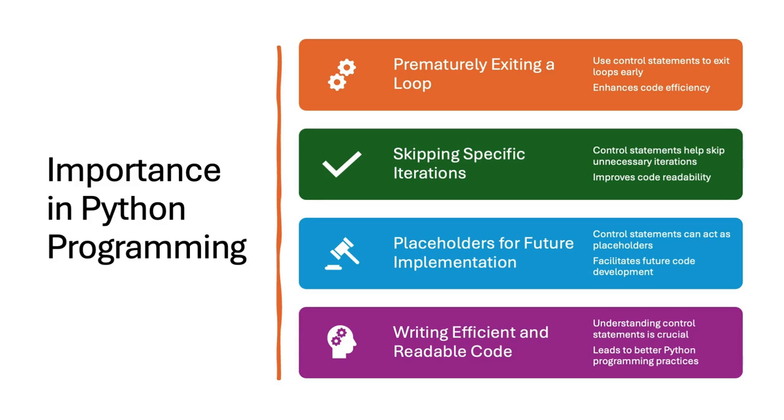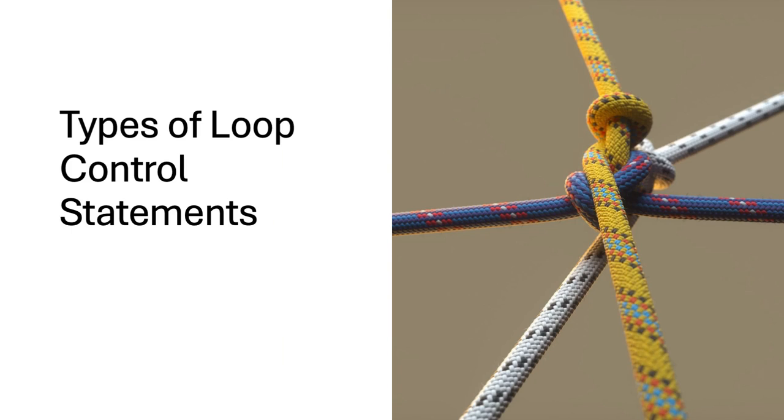Control statements in Python are crucial for managing complex scenarios. They help in exiting loops early, skipping iterations, and acting as placeholders for future code. Understanding these statements is key to writing efficient and readable Python code.